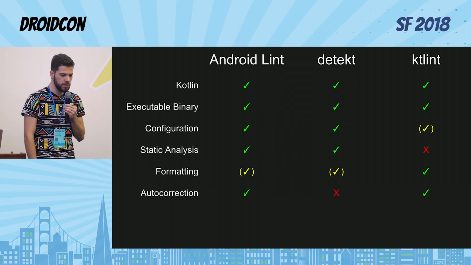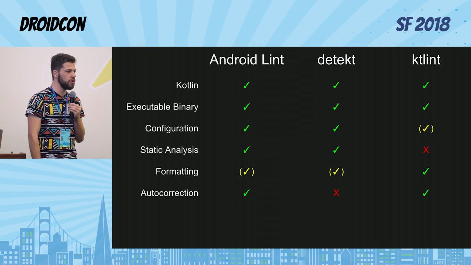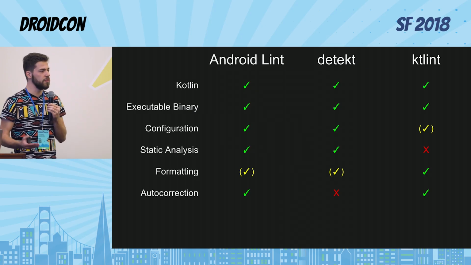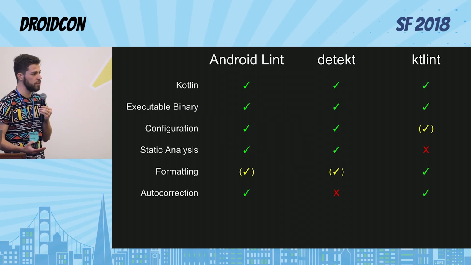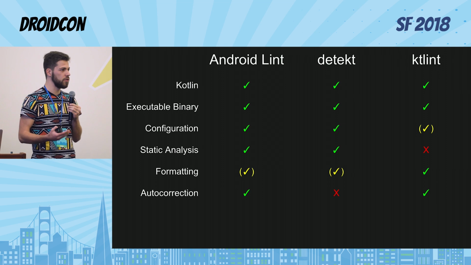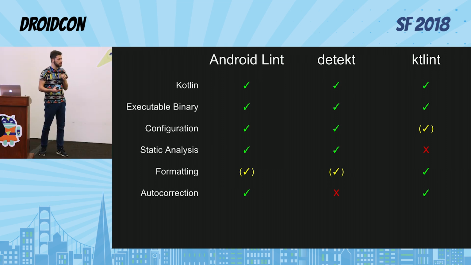And another big part that is really cool is autocorrection. So if a tool knows that there's something wrong, it's even better if the tool can go and fix it for you. So you don't need to spend time trying to fix it yourself. Android Lint has an integration for that. Detekt does not currently. And Lint also has an option to go and format all of your files.